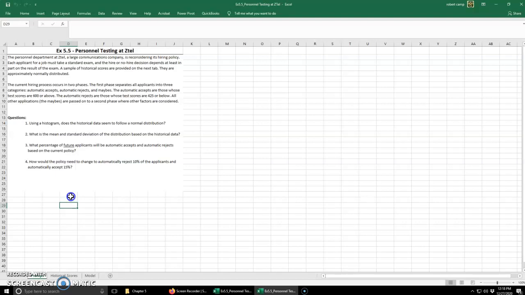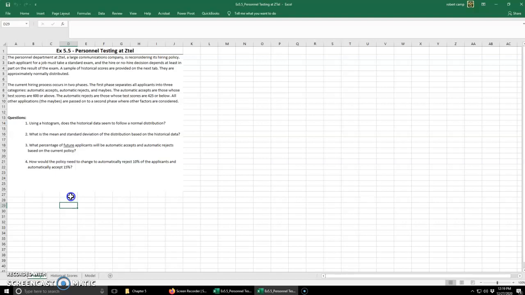The personnel department at ZTEL, a large communications company, is reconsidering its hiring policy. Each applicant for the job must take a standard exam, and the hire or no hire decisions depend at least in part on the results of the exam. In the next tab, we have a sample of historical scores, and they're approximately normally distributed.